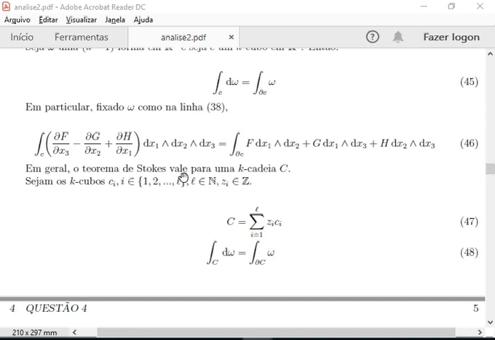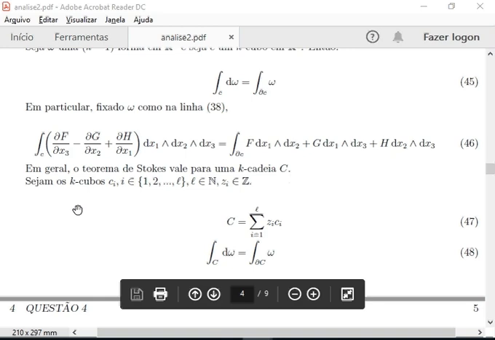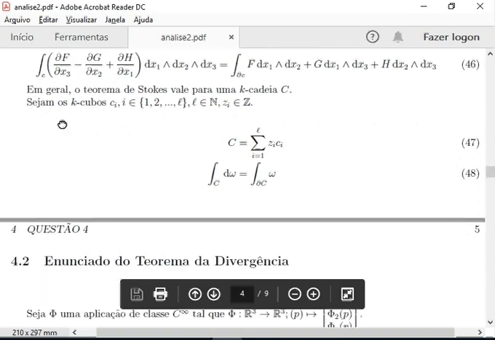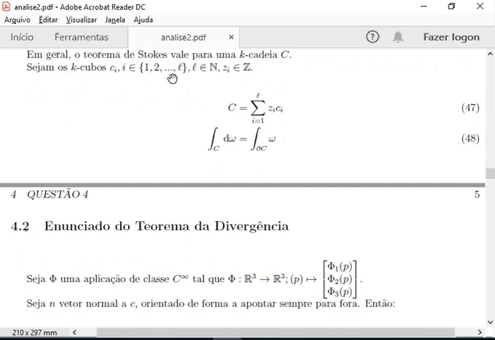Generally, Stokes' theorem holds for a k-chain C. Let the k-cubes be Ci, i = 1, 2, 3, 4, ..., L, and the coefficients Zi in Z. C is the linear sum of Z1 C1 through ZL CL. The integral over C of d omega is the integral of omega over the boundary of C. C is a chain.